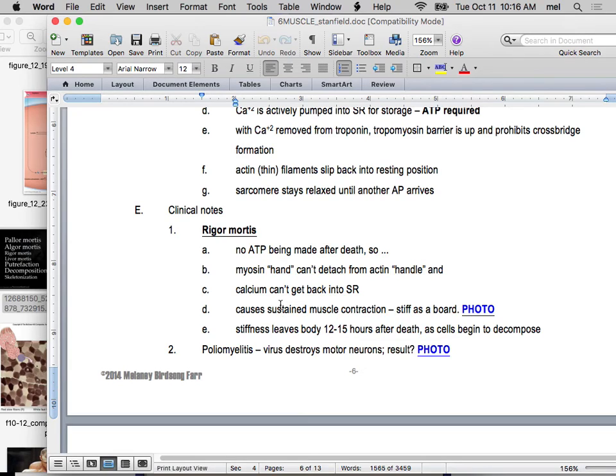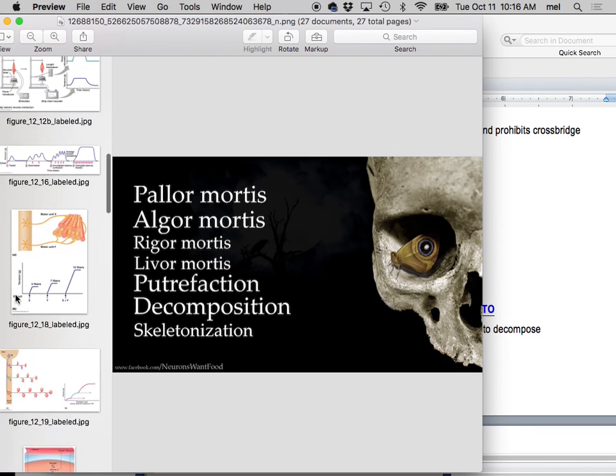Let's talk about a couple of other things that are related to skeletal muscle contraction and skeletal muscle physiology. What I'm going to do is tell you with each one of these what the problem is, and I'm going to ask you to try to predict the impact on the skeletal muscle fiber. You guys ready? Okay, poliomyelitis.